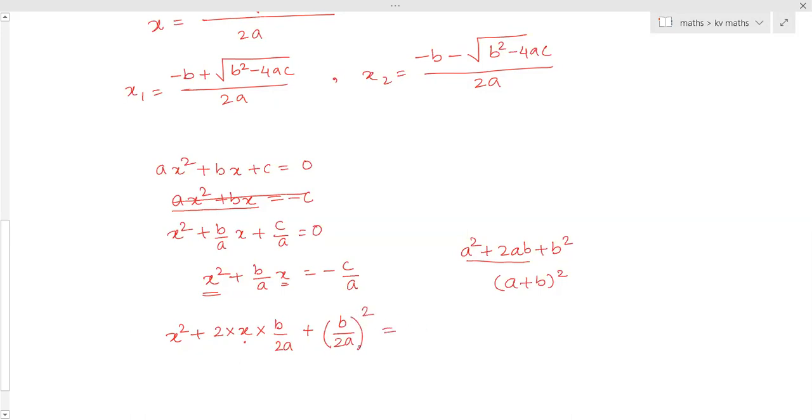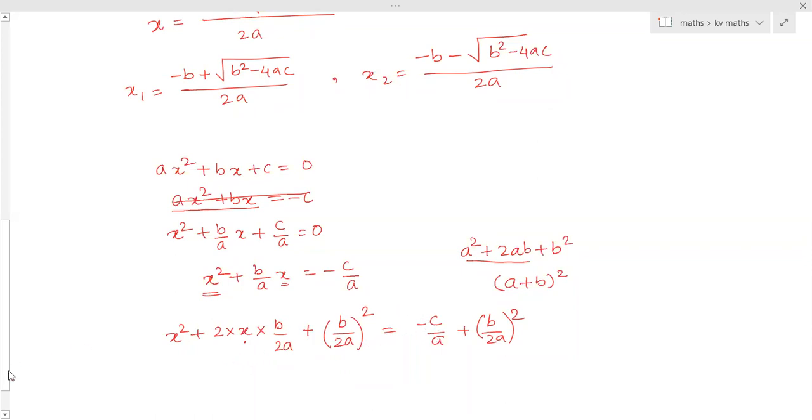And now, since I am adding on the LHS, I need to add on the RHS also: minus c by a plus b by 2a whole square. If I add on one side only, it cannot be done. It should be added equally on both sides, so that means I'm not making any changes. Equals added to equals, the wholes are equal.